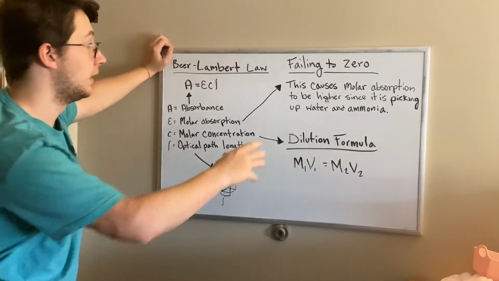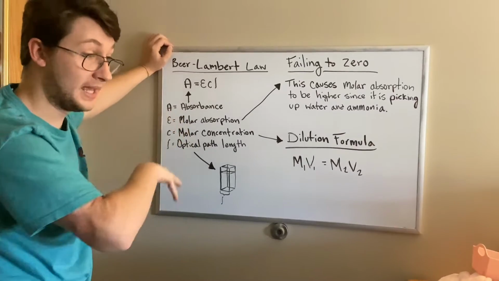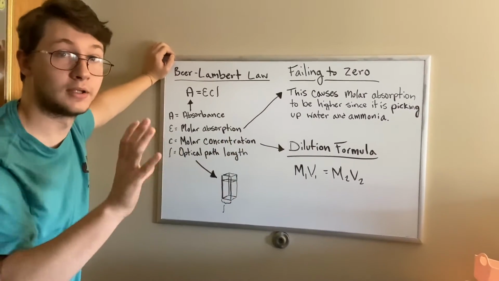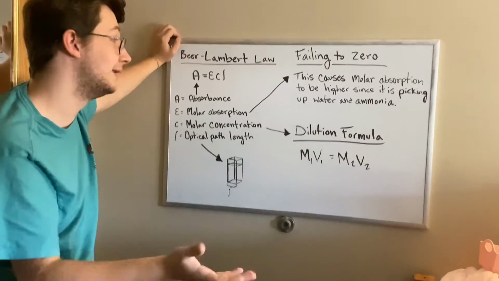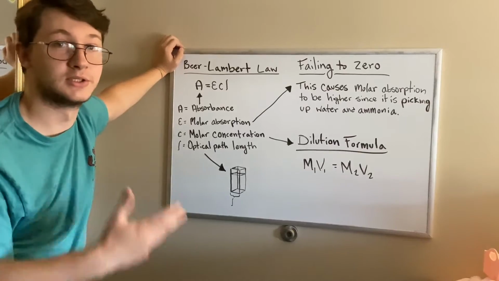Failing to zero the blank means that we would find the ammonia and the water in our calculations for the lambda max, so we need to zero it out just to make sure that our molar absorptivity is the correct number that it needs to be.